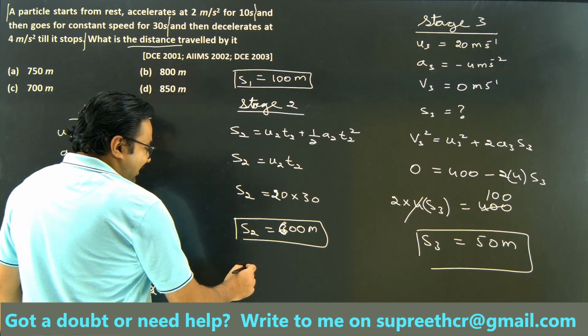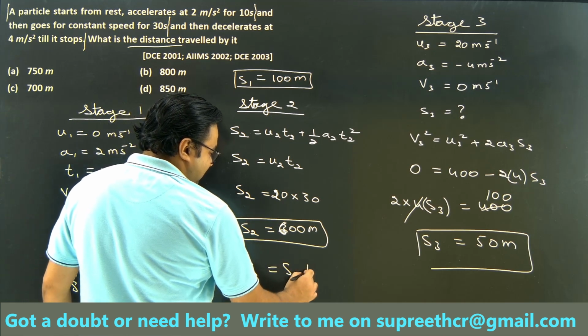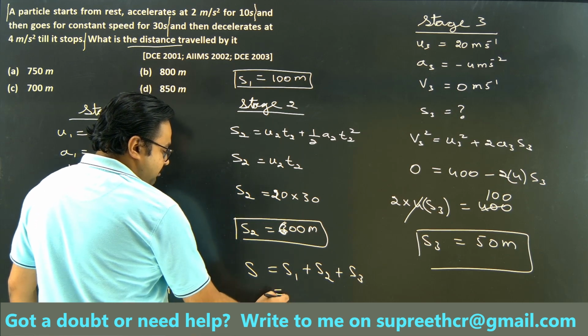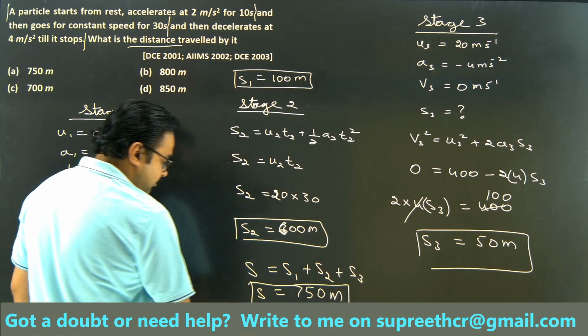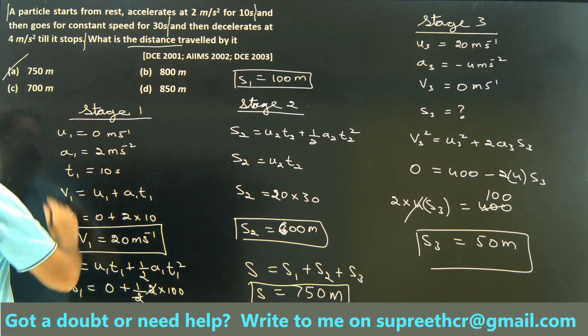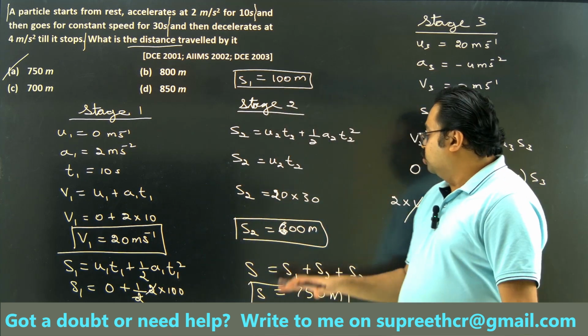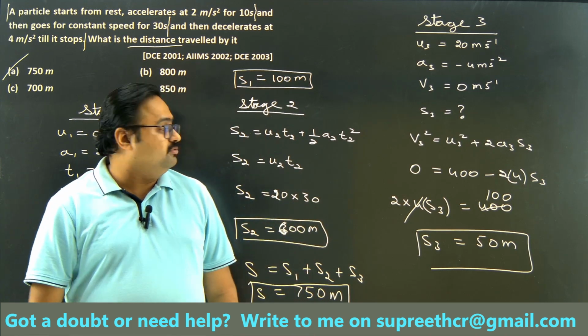Okay, so we have the total distance S equal to S1 plus S2 plus S3, and that would become equal to 750 meter. That is 750 meter. 750 meter is option A. That's the answer to this question. This is how you would solve the question for that matter.